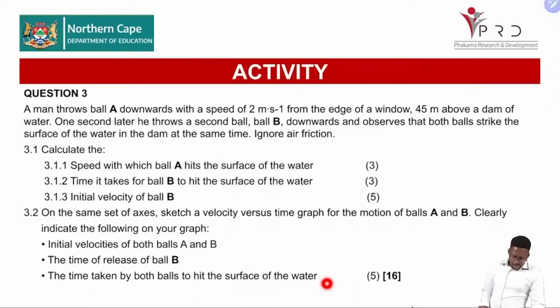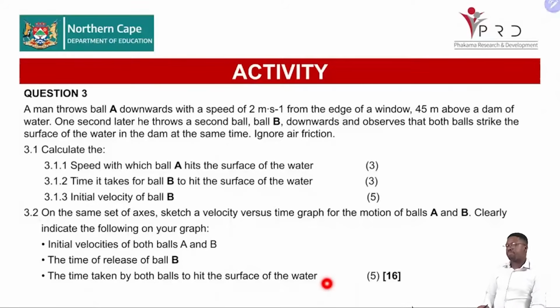Now, a man throws ball A downwards with a speed of 2 meters per second from the edge of a window 45 meters above a dam of water. 1 second later, he throws a second ball, B, downwards and observes that both balls strike the surface of water in the dam at the same time. Ignore air friction. For 3 marks, calculate the speed at which ball A hits the surface of the water.